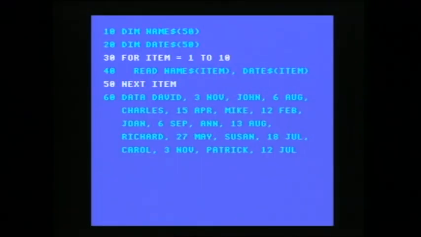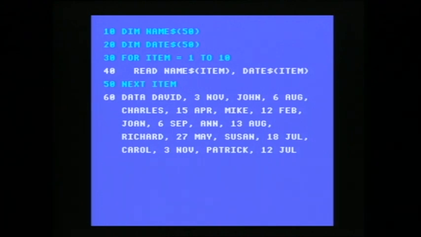So the next instruction we have here is line 30 and line 50. So we're going to read those 10 items of data with that for item 1 to 10, next item. And here are the 2 statements, read and data. Read on line 40 and data is listed on line 60. We're going to read for the first time through the loop, read name string 1 and date string 1, and that goes to the data list there, and it will read in David and call it name string 1, and the 3rd of November and call it date string 1.